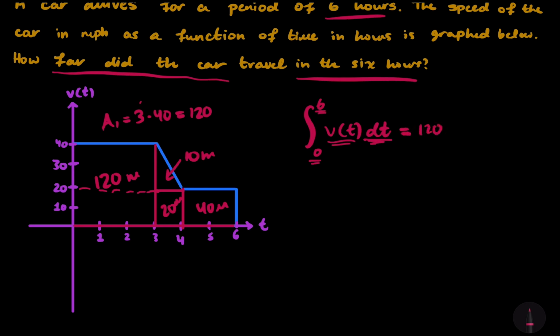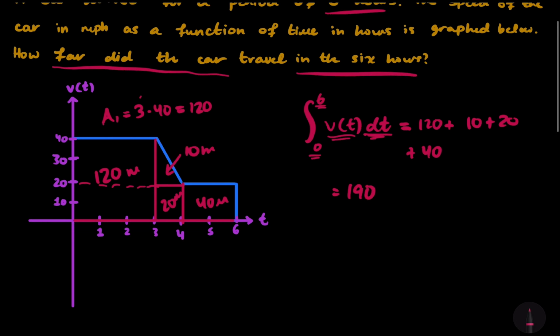It's just going to be the sum of all these individual areas. So 120 plus 10 plus 20 plus 40, which we got from each individual area. And so 120 plus, what is this? 170 plus 20, that's 190. Did I do that right? 160 plus 10 is 170 plus 20. Okay, perfect.